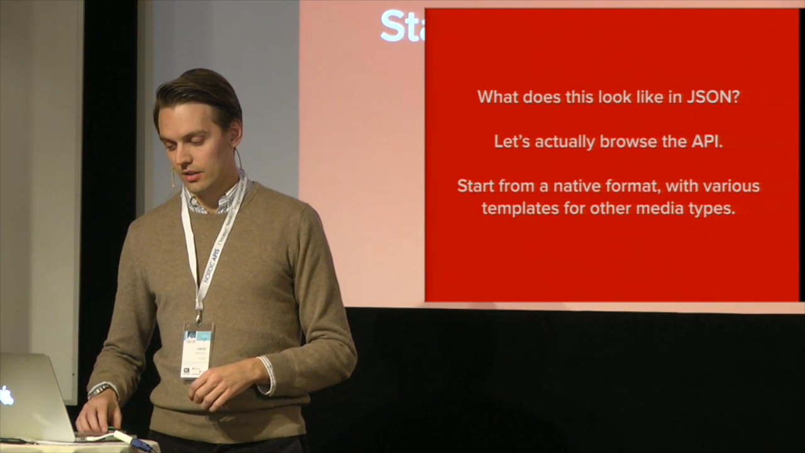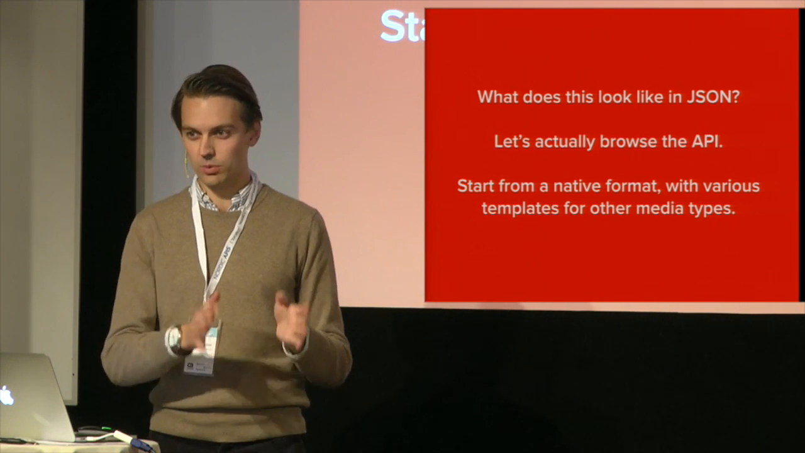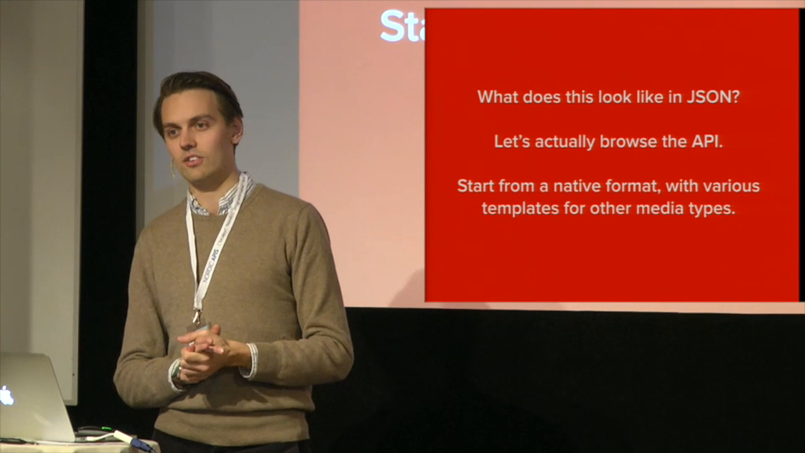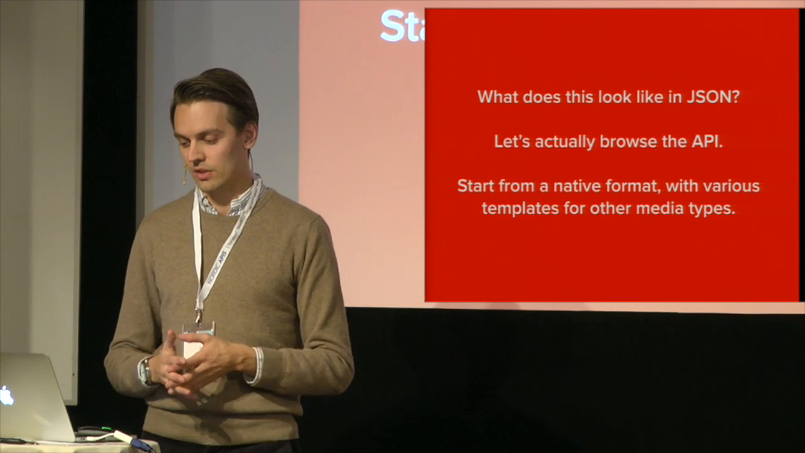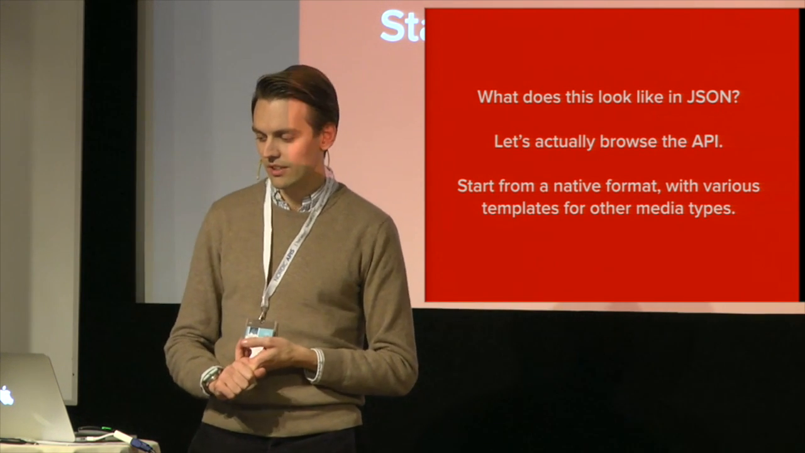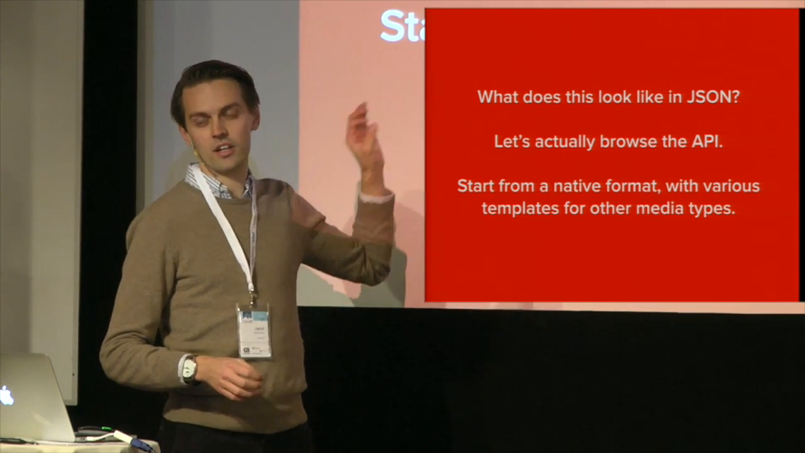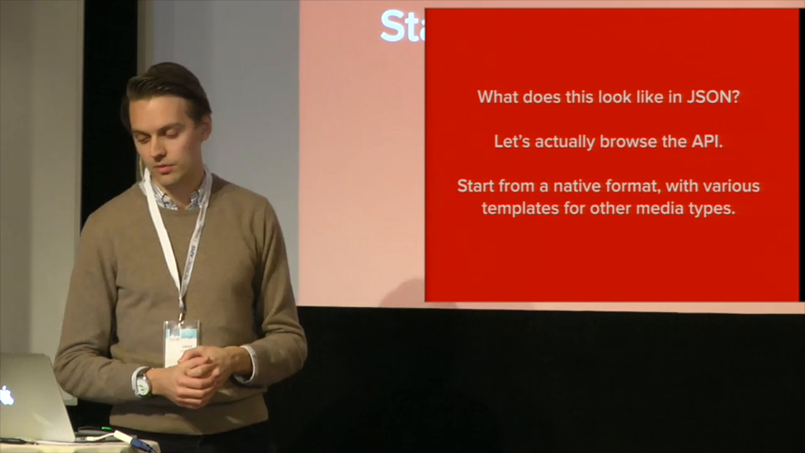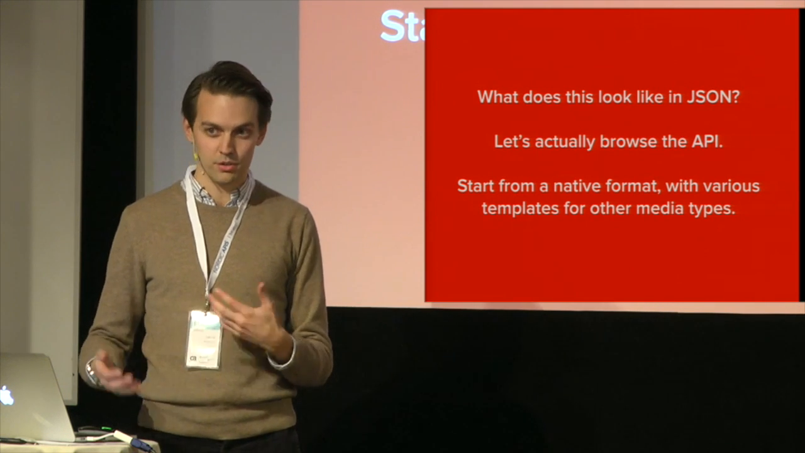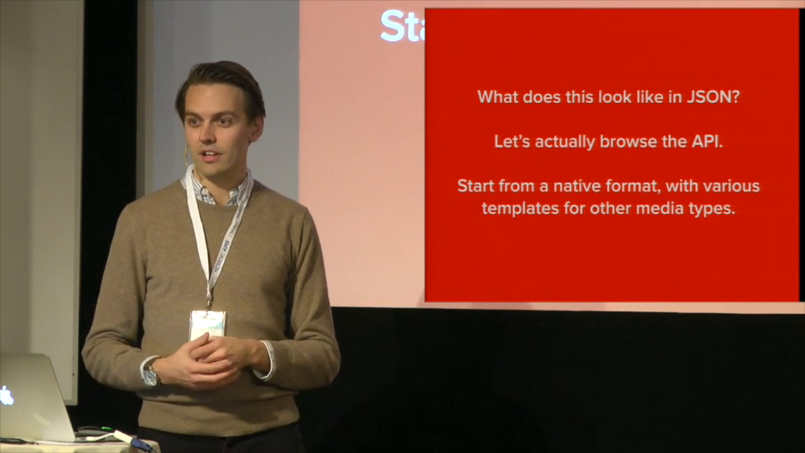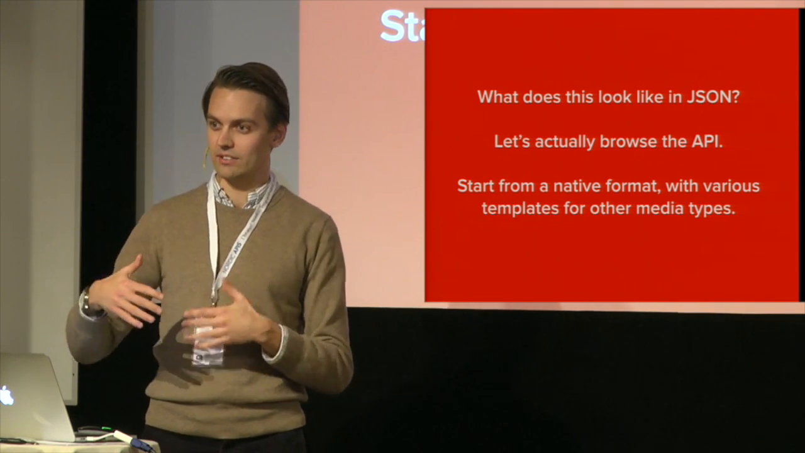And then, what should this look like in JSON? Because in HTML, it's well defined. What's a link? What's a form? But when it comes to JSON or XML or something, we have to define that ourselves. What I like to do is to have a native format that I start with when I write an API, which is typically JSON. And then you can add templates for various other media types that the client wants to retrieve. Like if they want XML, we just transform the JSON to XML. And if they want HTML, we transform that data to HTML.